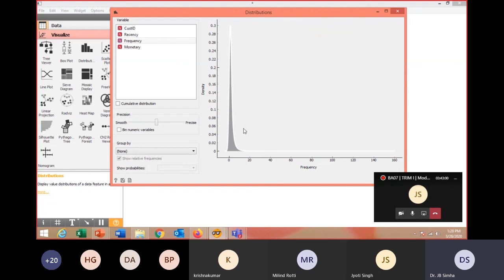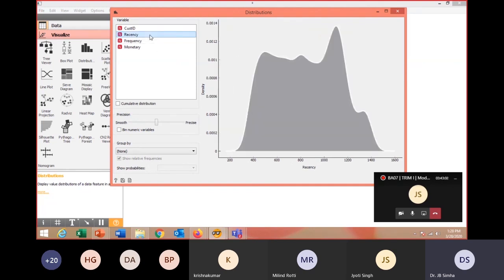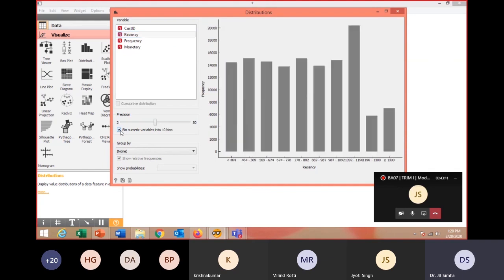Now see this distribution, right? Now let me select frequency. So what does it indicate? It contains no information. Now I would like to bin it, how it looks like. When I bin it, it tells me about 14,000 people are less than 464 days. All others are more than 500 days.